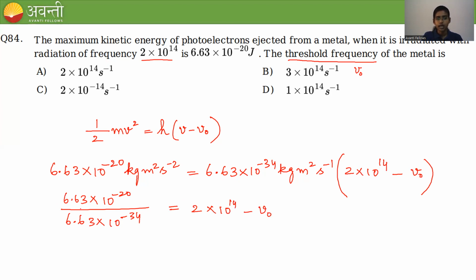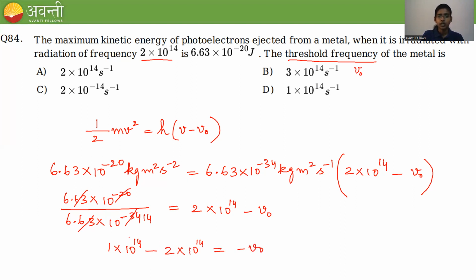Okay, so you can cancel this. You can cancel this. If we cancel this, we'll get 10 power minus 14 in the denominator. Take this to the numerator. You will have 1 into 10 power plus 14, and bring this 2 into 10 power 14 to the other side. Becomes negative, right? So it is minus 2 into 10 power 14, which is equal to minus mu naught.